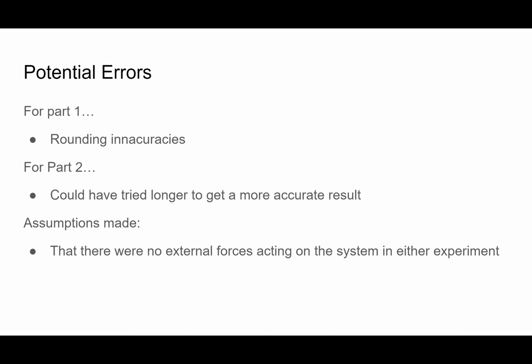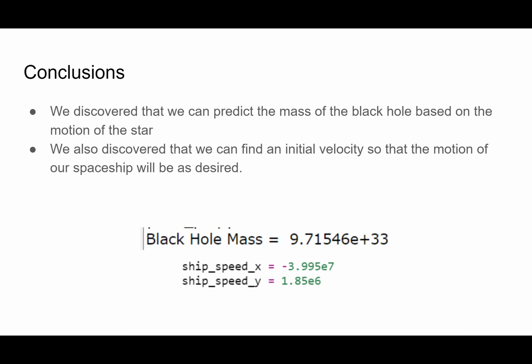Potential errors: there are rounding inaccuracies. We could have tried longer to get a more accurate result, and we assumed that there were no external forces acting on the system in either experiment. So to conclude, we discovered that we can predict the mass of a black hole based on the motion of the star. We also discovered we can find an initial velocity so that the motion of our spaceship will be as desired. And these were our final results.